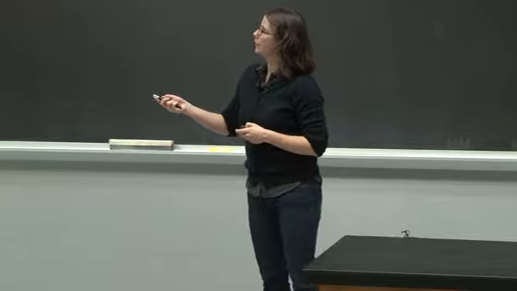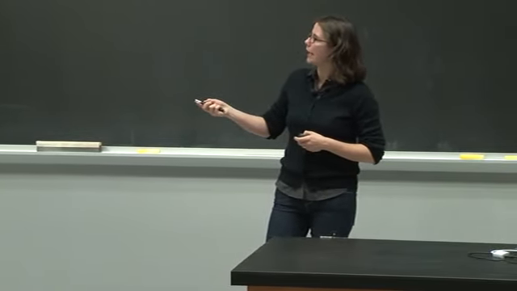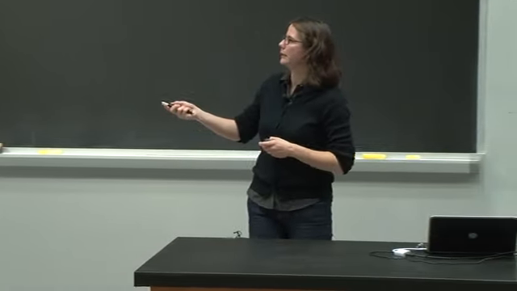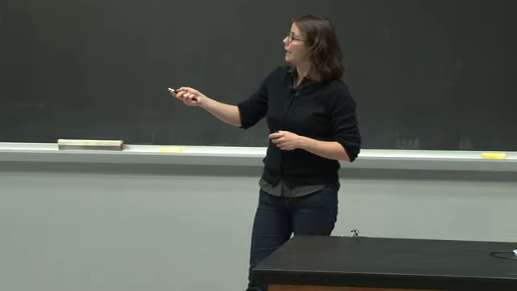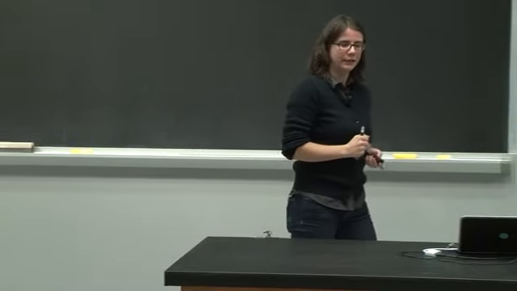Okay, so we're creating this class rabbit. Tag is equal to 1. We haven't seen something like this before. So tag is our class variable. Class variables are typically defined inside the class definition, but outside of the init. So tag is going to be a class variable, and I'm initializing it to 1.